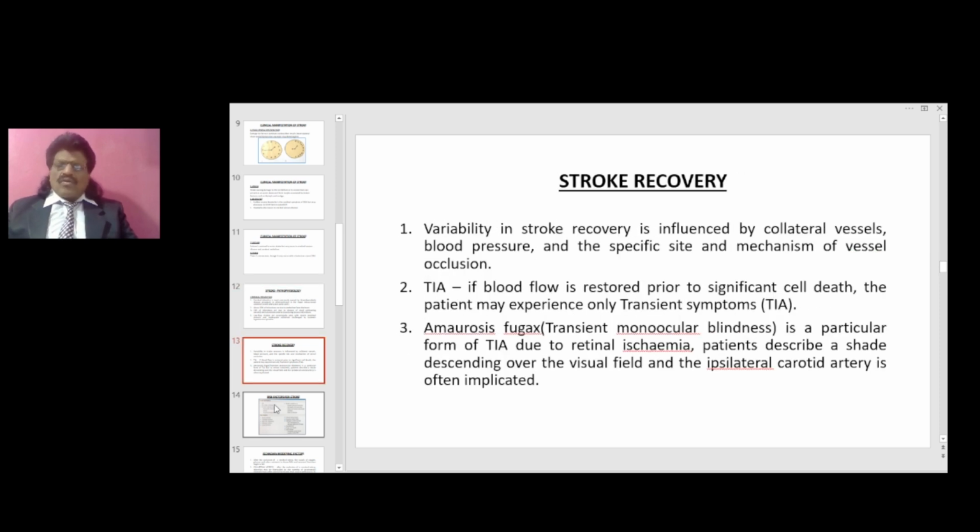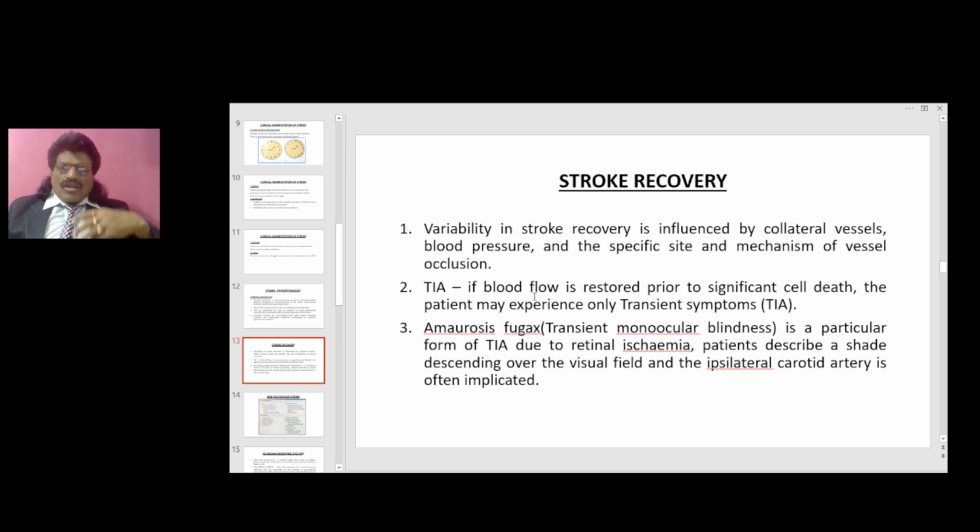Stroke recovery. So a lot of patients present with stroke, how many of them recover? So what are the factors which help in the stroke recovery? Variability in stroke recovery is influenced, most important, by collateral vessels. If there are good collateral vessels, obviously recovery is going to improve, because the collaterals come and supply the part which is affected by ischemia. Then blood pressure and the specific site and mechanism of vessel occlusion.